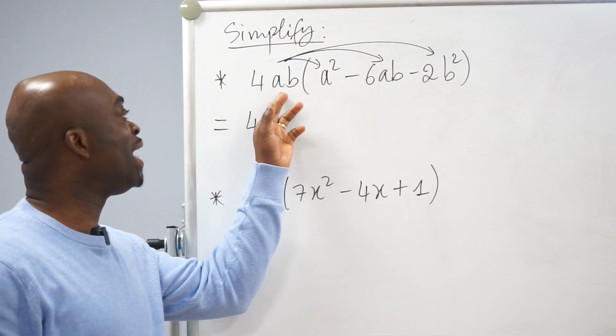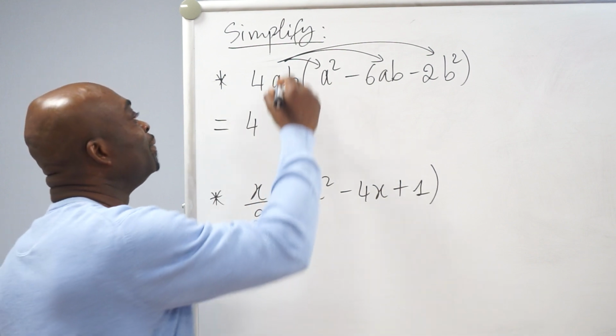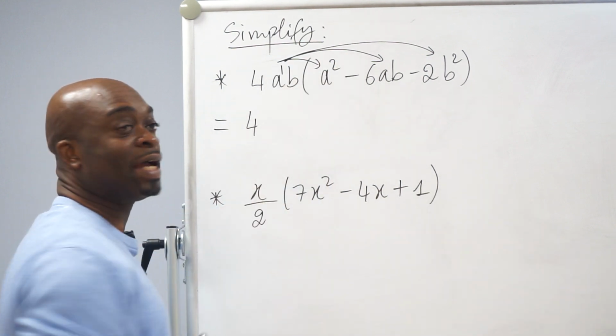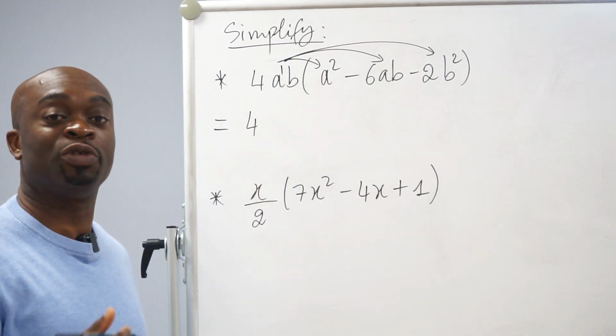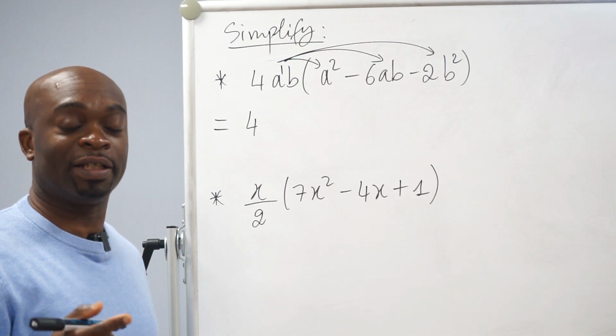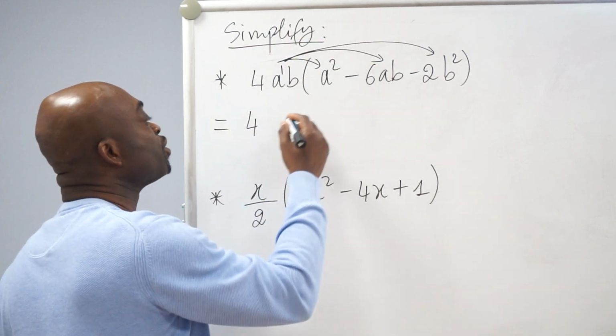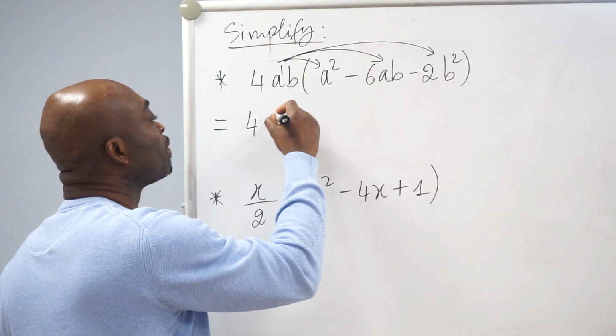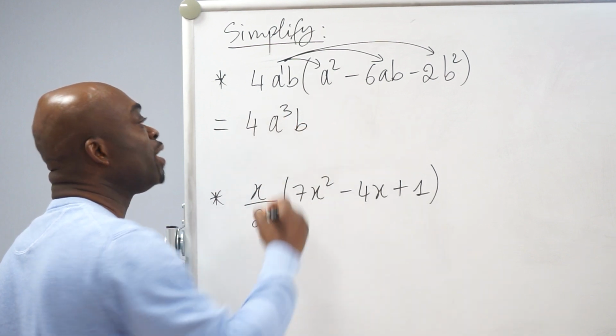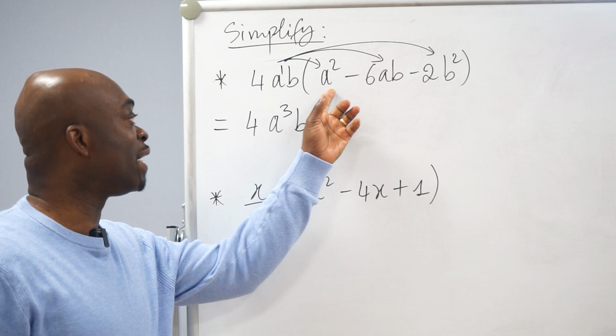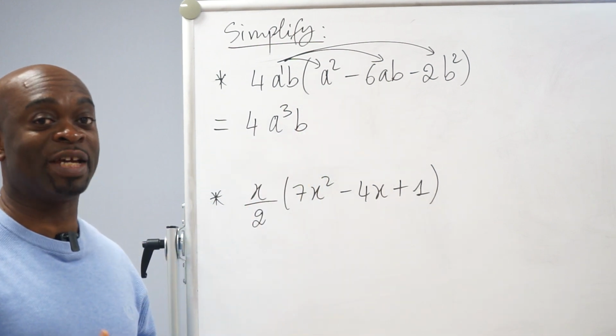Now, you have a power what? Power 1 times a power 2. We multiply the bases, and what do we do to the powers? We add them up. So it's 1 plus 2, which is 3. And then b, because b has nobody to play with, correct? So b can't play with anybody, so you keep it like that.